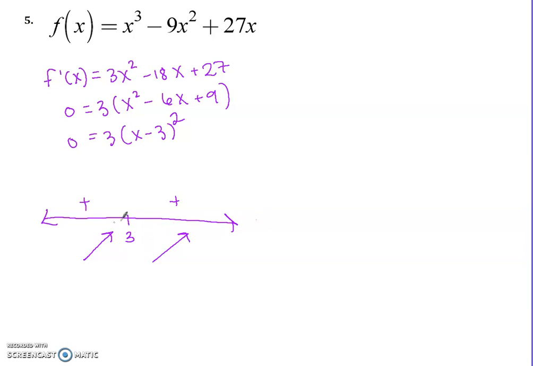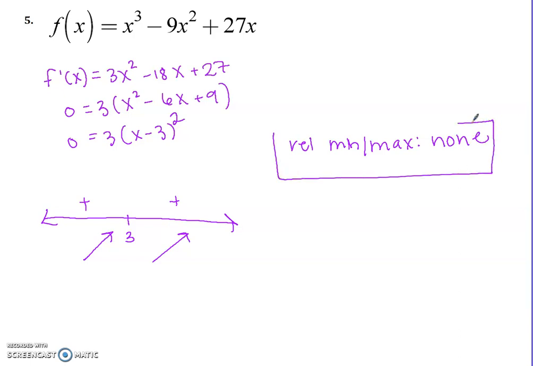So this value right here isn't a minimum or a maximum. So if they ask for relative min and max, since it's increasing the entire time, that just means there's no minimums, there's no maximums.